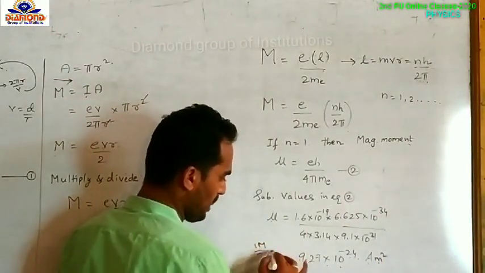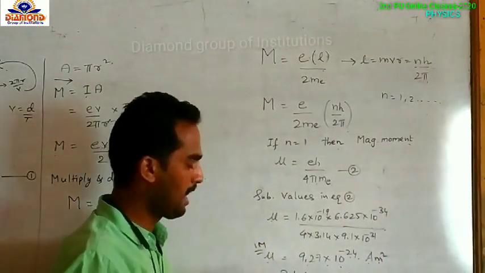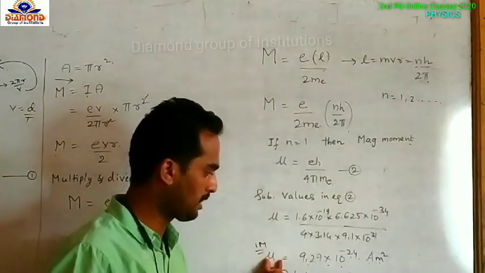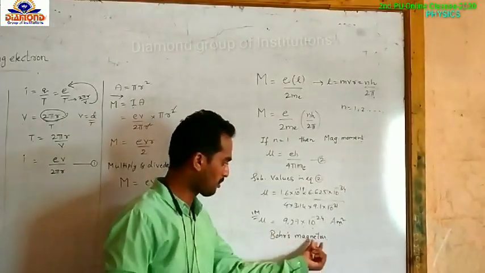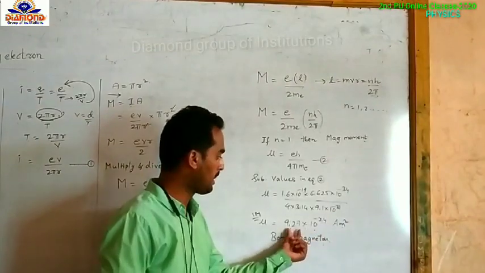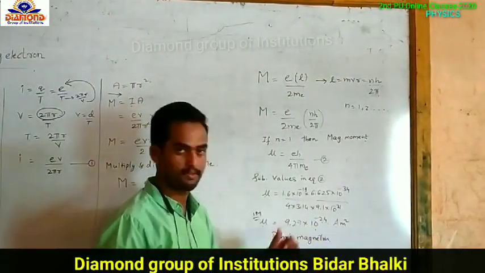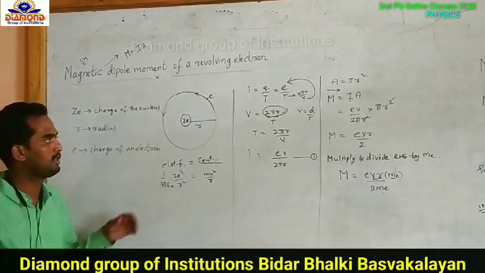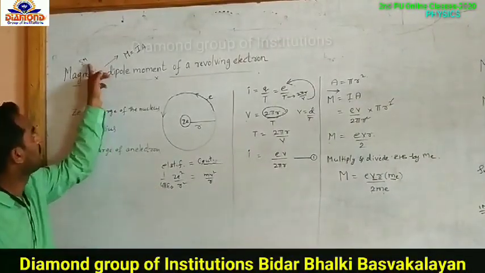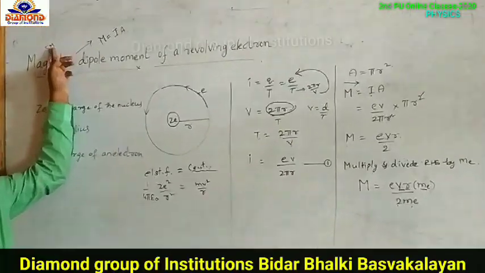And this value is also important for one mark. Now we got the expression for the magnetic moment, the Bohr magneton value, also called 9.27 into 10 power minus 24 ampere meter square. Once again we are recalling the derivation. It is the most important one, maybe expected for 5 marks.